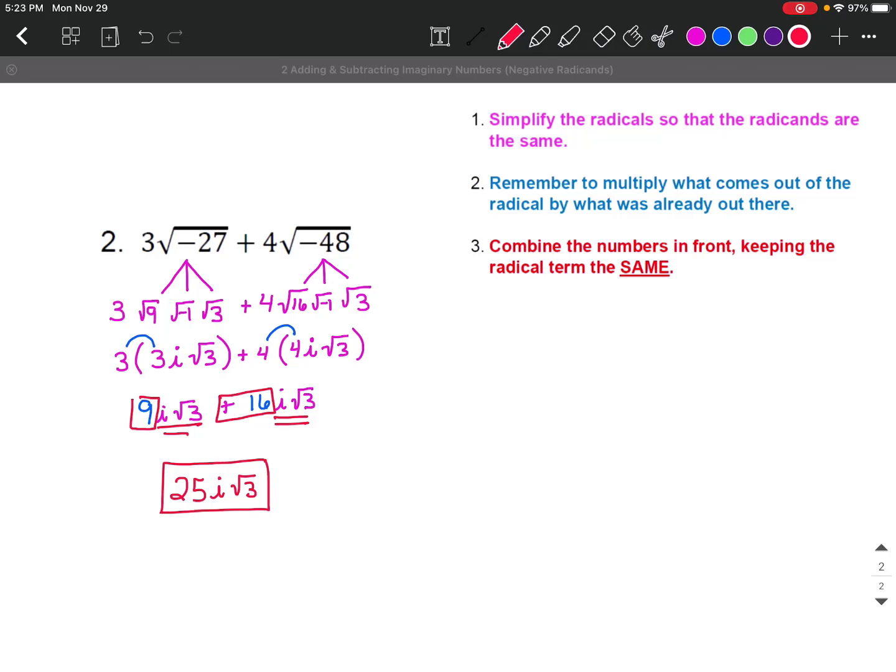Whenever there's a negative under the radical, we're going to take out an i. We only add like terms. So if we have the same radicals or the same i's or the same i times a radical, you add the coefficients and keep the i's or keep the radicals.